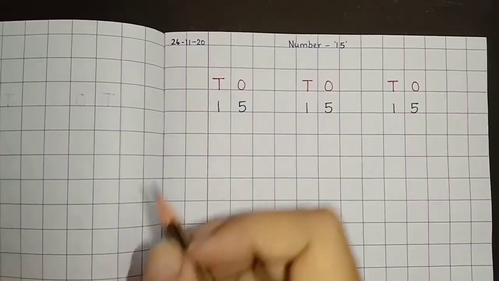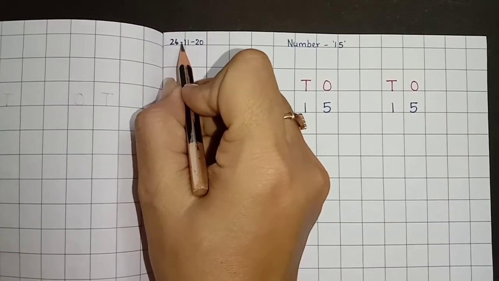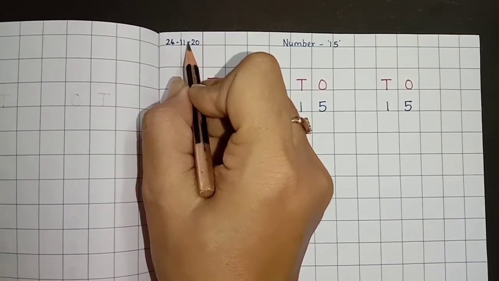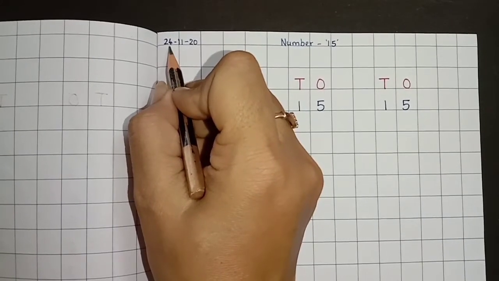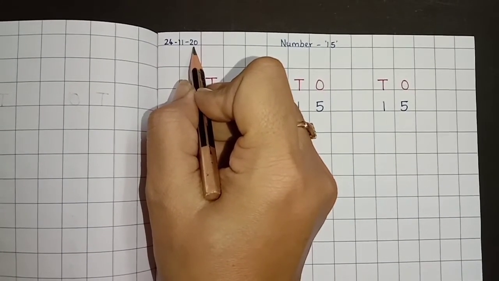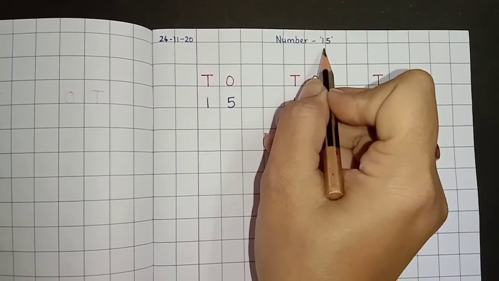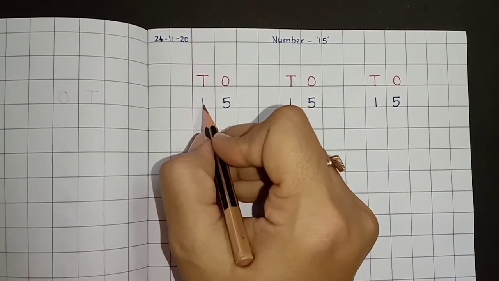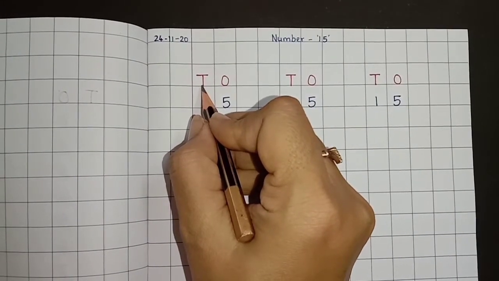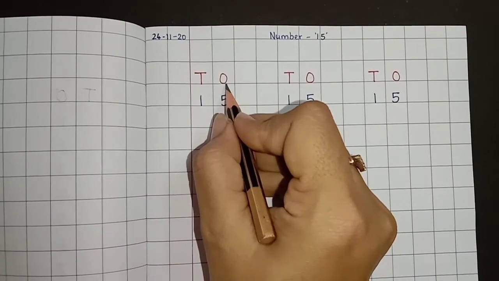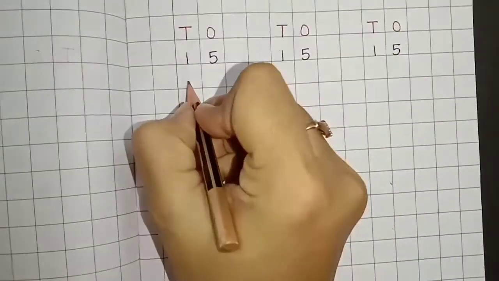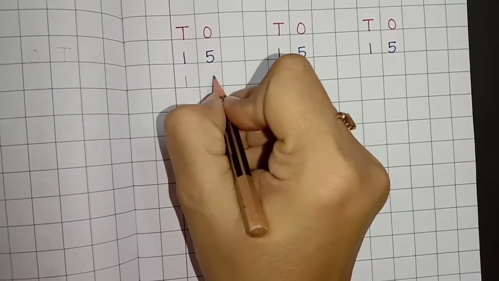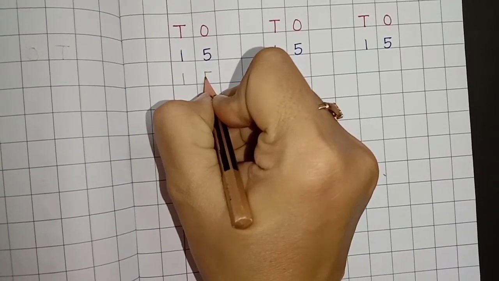Now, we will learn how to write number 15 in our Max notebook. First, we will write the date, 24th November 2020. And the heading will be number 15. As number 15 is a two-digit number, so we will write number 1 under T and number 5 under O. Now let's start writing number 15. 1, 5, 15.